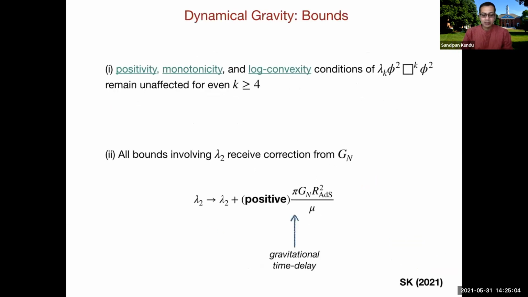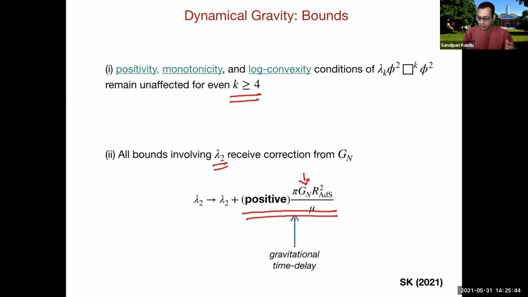So this immediately implies the positivity, monotonicity, and log convexity conditions remain unaffected for k greater than or equal to 4. So there is only a change whenever you have lambda 2. When G Newton is non-zero, lambda 2 gets shifted by some additional term, which is proportional to G Newton. You can think of this shift as the gravitational time delay.